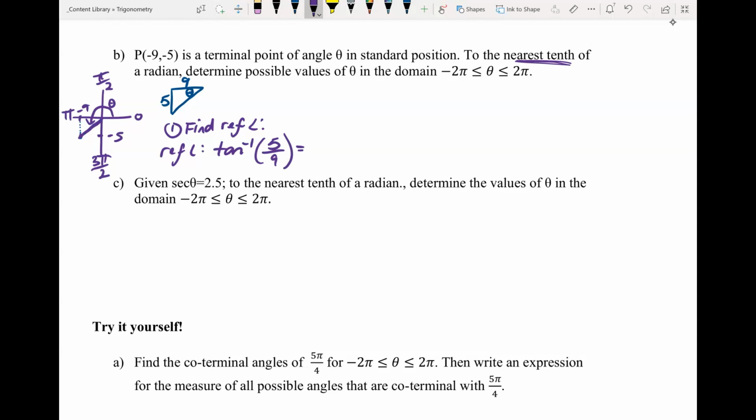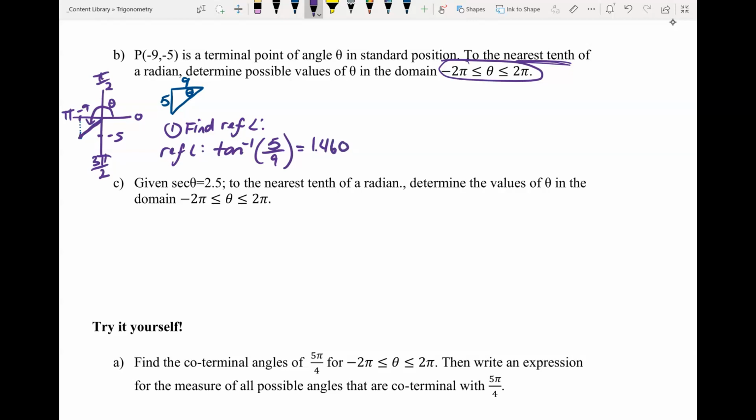Remember when you're putting this into the calculator that your calculator is in radian mode. You're supposed to calculate it in radians as described over here. You will lose points if you forgot about that and calculate everything in degrees. So make sure that your calculator is in radians. So I'm going to do tan inverse of 5 over 9. We're going to get 1.460.